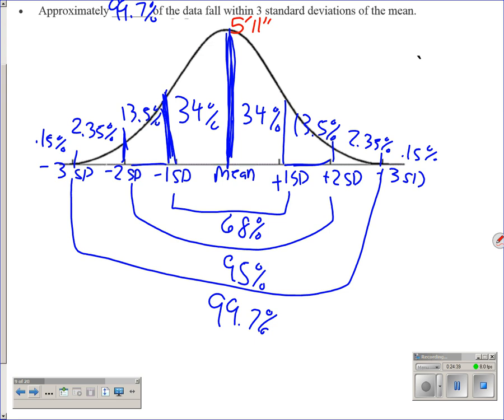And we determined the standard deviation was actually 2 point something, but I think we rounded it to just an even 3 inches. That's how they differ from the mean. So let's think about this. 5'11", and then one standard deviation to the left and right. That's just adding and subtracting 3 inches. So it's 5'11" plus 3 is 6'2".